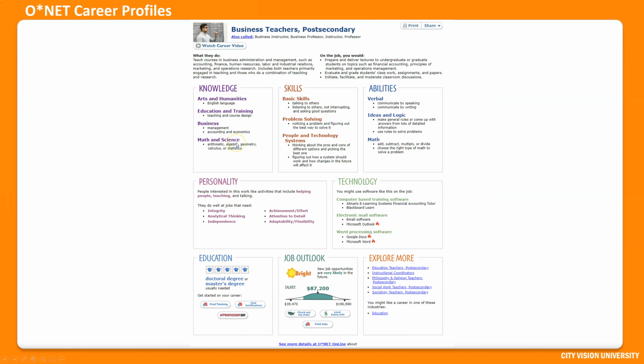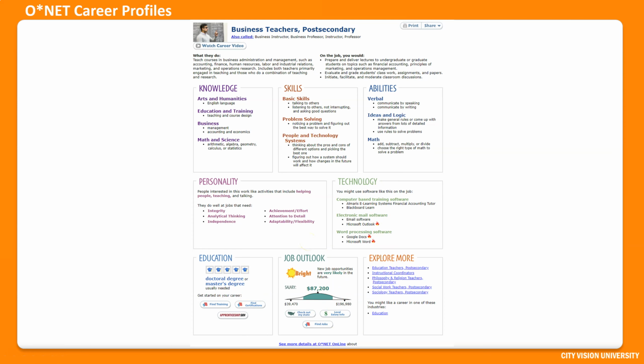What's helpful about this is that for any job, you need to be thinking about these categories. What knowledge do you have? What skills do you have? What abilities do you have? How does this fit with your personality? What technology skills do you need? And then you want to understand the overall outlook.